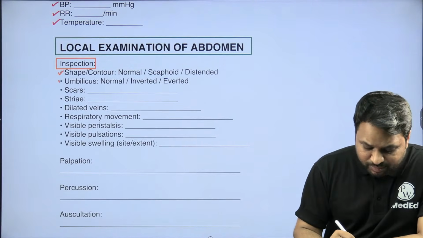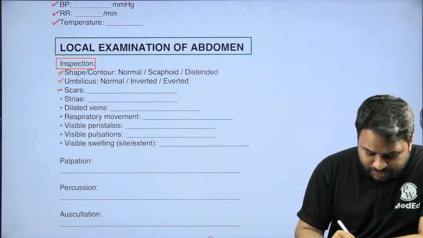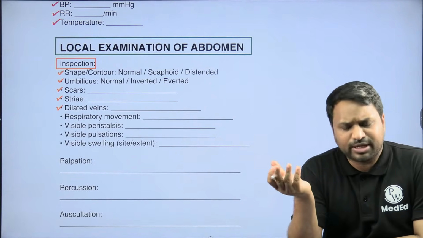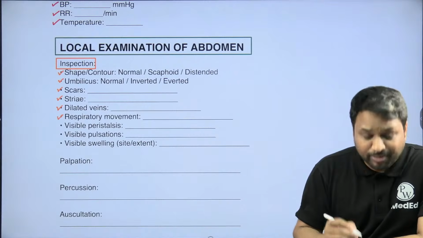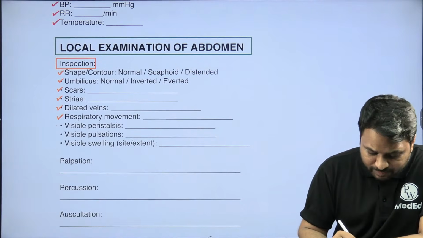We'll see the status of the umbilicus, whether it is normal, inverted, everted or deviated. You look for any previous scars, any striae, any dilated veins, again associated with portal hypertension, respiratory movement, that is movement of the abdominal wall with respiration, and visible peristalsis.